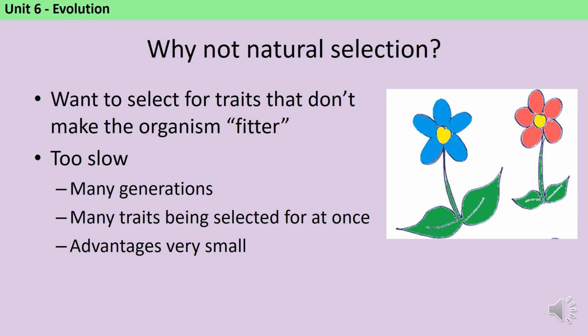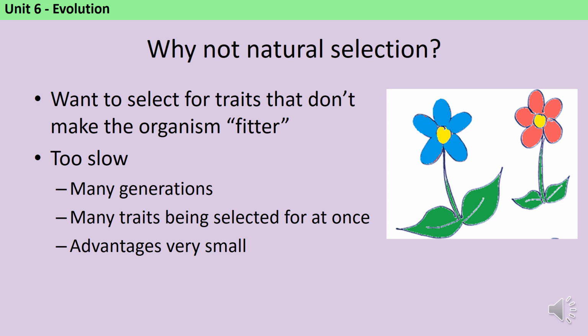Now, if natural selection is so successful, why are farmers and breeders not just leaving the makeup of their herds and crops up to this natural process? There are two main reasons. The first one is that they might want to select for something that actually isn't in the best interests of the species, something that doesn't make them fitter.